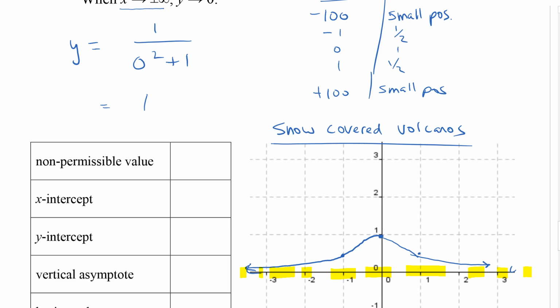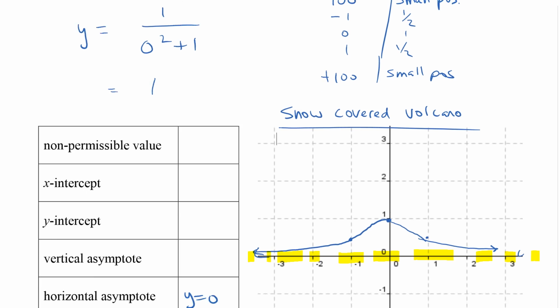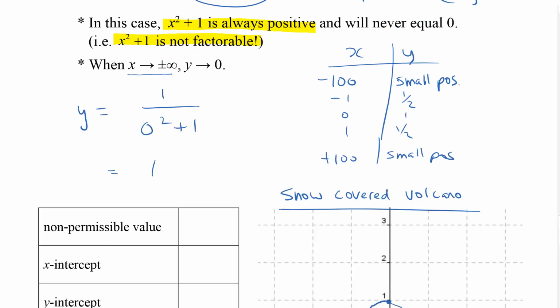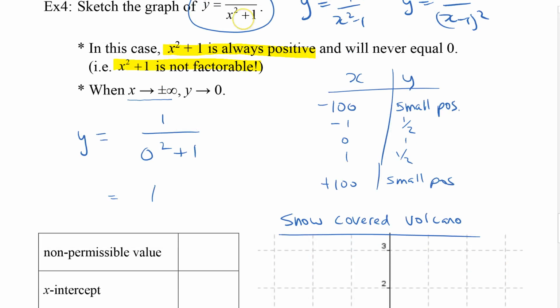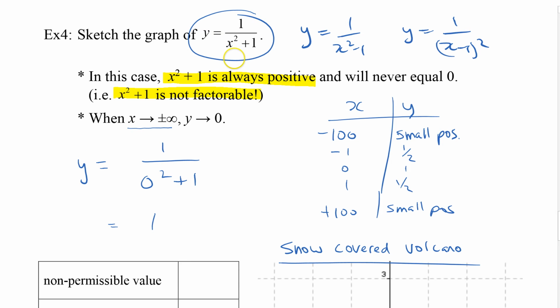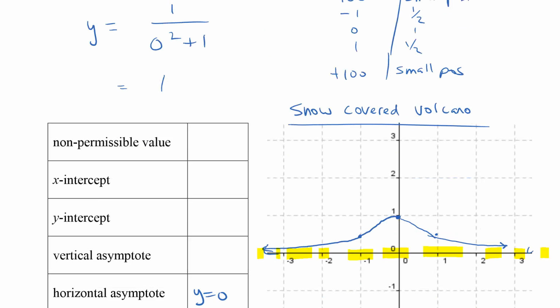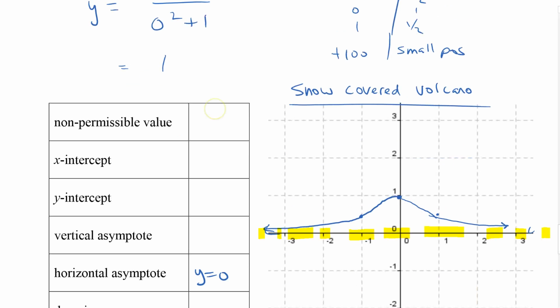A volcano, not volcanoes. Are there any non-permissible values? Are there any numbers that we could put into this function that we would break math, in the sense that we would have a division by 0 or a square root of a negative? No way, there isn't. So all values are permissible. All x's can be put in there, so I would have to say none here. Is there a place where it crosses the x-axis? No, there is no x-intercept. Is there a y-intercept?